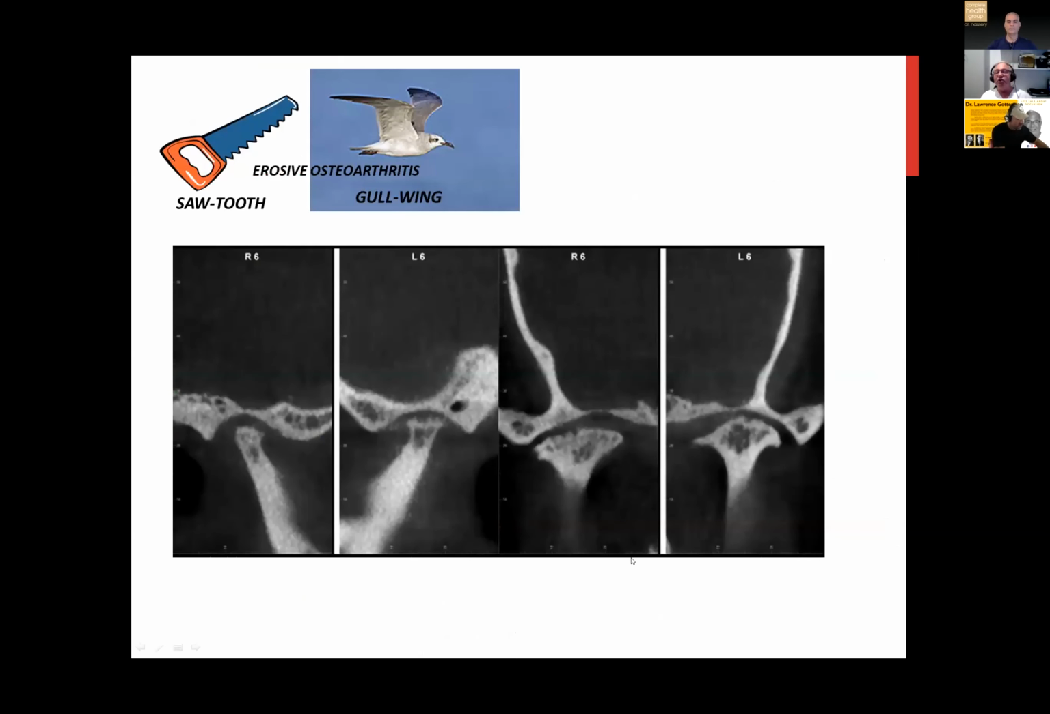Now, here's the last case. She's very complicated. I'm still sorting this out. And this is a case of what I'm at least calling erosive aggressive osteoarthritis. Notice the sawtooth appearance and somewhat of a gull-wing shape. This is described in the literature on the fingers, on the phalanges, as a very common presentation. I transferred it over to here.